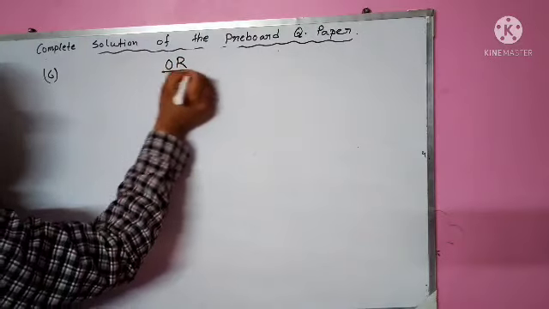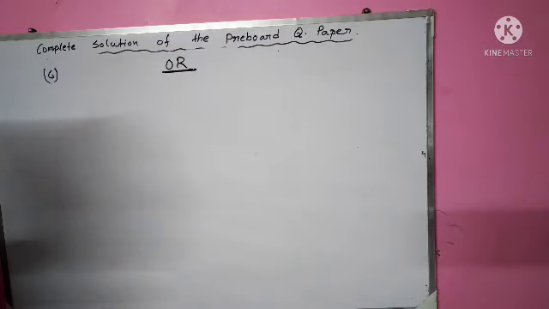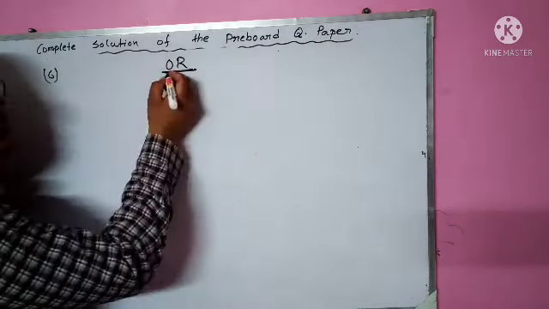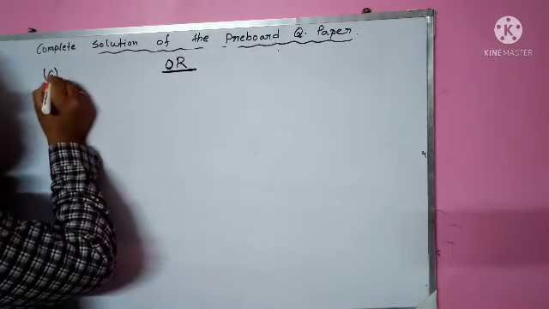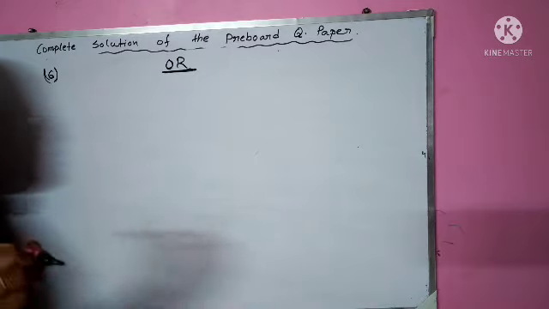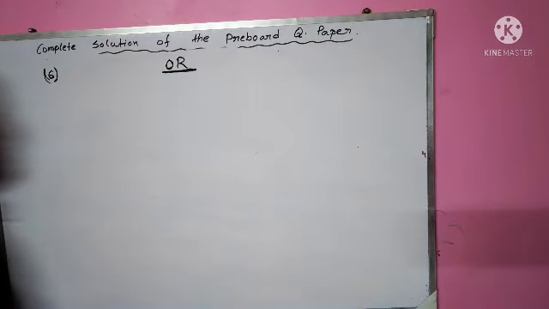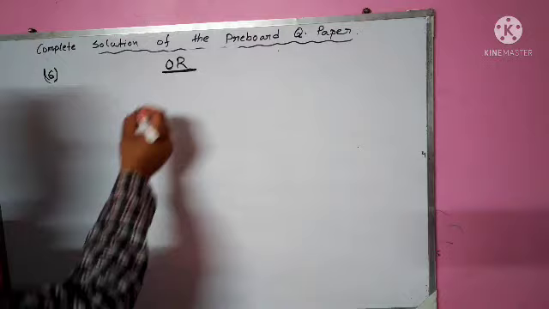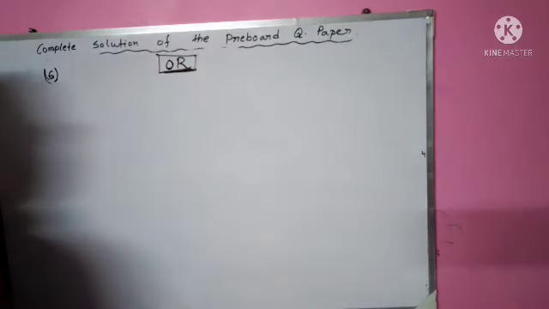Six, OR. Don't forget this one. When you are choosing the OR question, the OR mark should be written. Write the number and give OR. That means you are not writing the first question, you are answering the OR question, the optional question you are attending. So don't forget to give this OR. Give it a bracket, a box also.